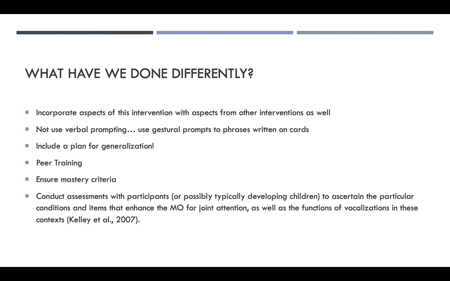And then lastly, I think conducting assessments with participants, so knowing what does motivate them, establishing those motivating operations for joint attention, and knowing what things do grasp their attention. And if it's not social praise, then is it an edible that they can get for doing the appropriate thing? Is it a tangible? Is it whatever it may be for them, to know what that motivating operation is to increase likelihood for joint attention.